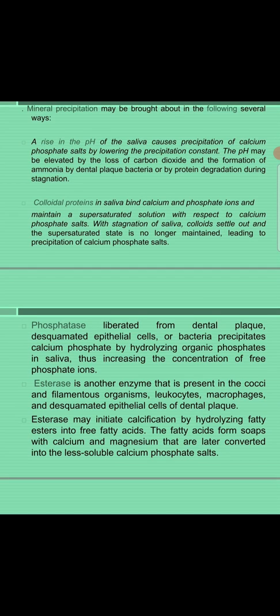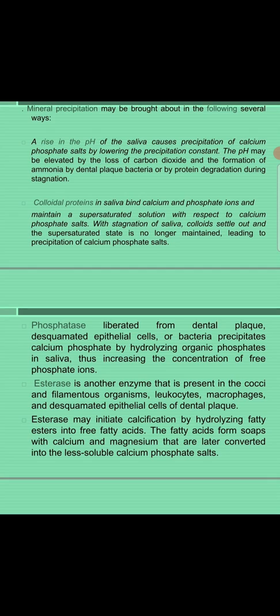Second is the colloidal proteins. In saliva, they bind calcium and phosphate ions and maintain a supersaturated solution with respect to calcium phosphate salt. With stagnation of saliva, colloids settle out and the supersaturated state is no longer maintained, leading to precipitation of calcium and phosphate salt. This means colloidal protein in saliva causes mineral precipitation.